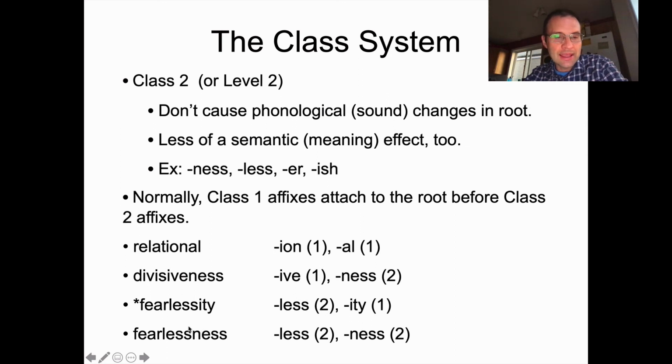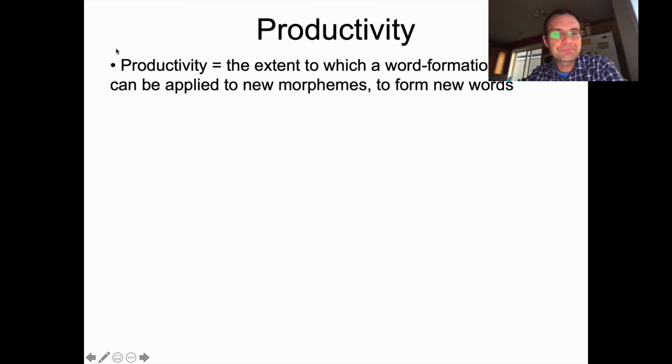What you can't get is a class 1 affix in the same spot as ness, even though it might have the same function overall in terms of how its word formation rule works. So you can have fear, you can have fearless, but you can't have fearlessity because this is a class 2 affix and this is a class 1 affix. So it's weird to add that after you've added something more superficial to the root. Yeah, so there's an order which applies here, as well as a sort of superficial versus profound distinction between the two types of affixes as well.